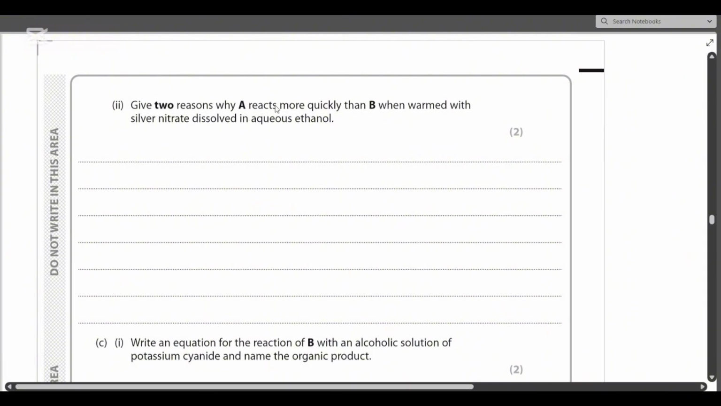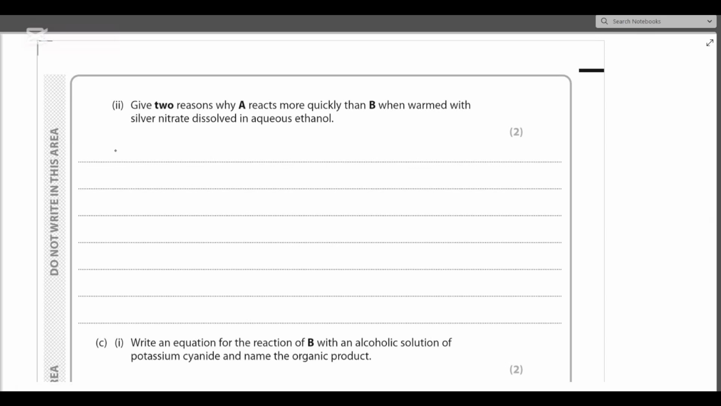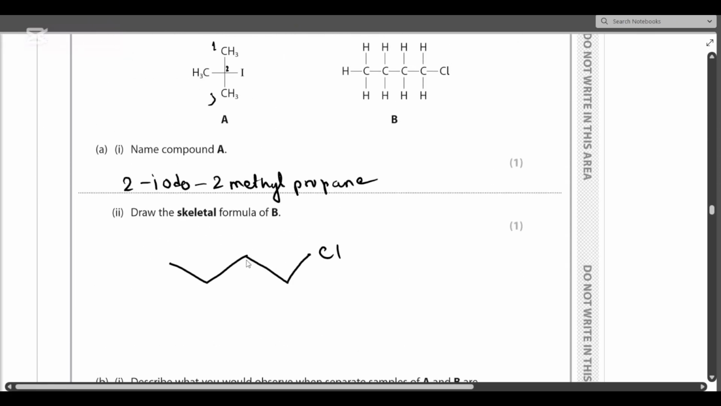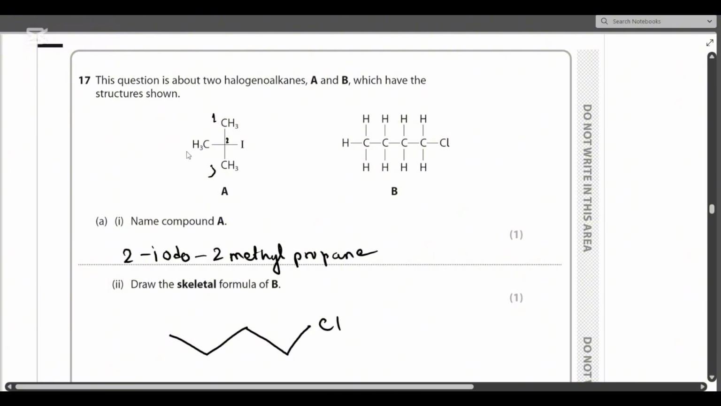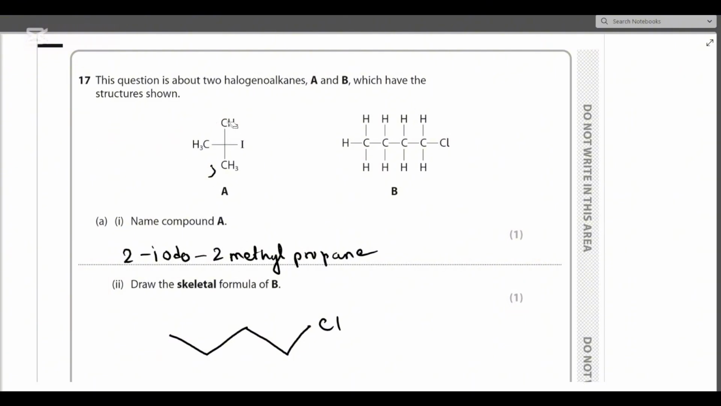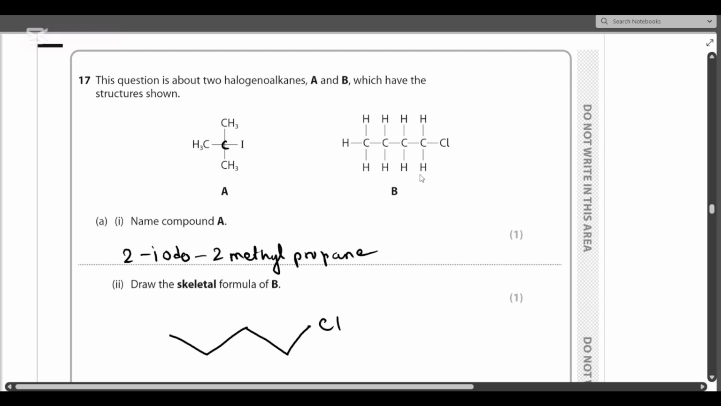Give 2 reasons why A reacts more quickly than B when warmed with silver nitrate solution in aqueous ethanol. Now you should remember that A here is a tertiary halogenoalkane. What do we mean by tertiary? We see that the central carbon is attached to 3 other carbons. So when the iodine basically goes away, a tertiary carbocation is produced. In the case of B, it's a primary one because the halogen is attached to the first carbon, which is attached to only one other carbon.